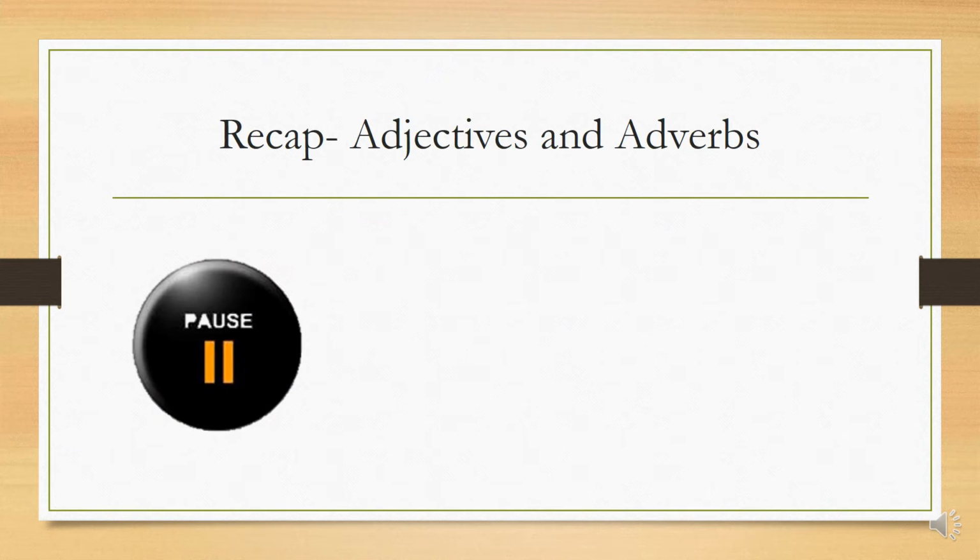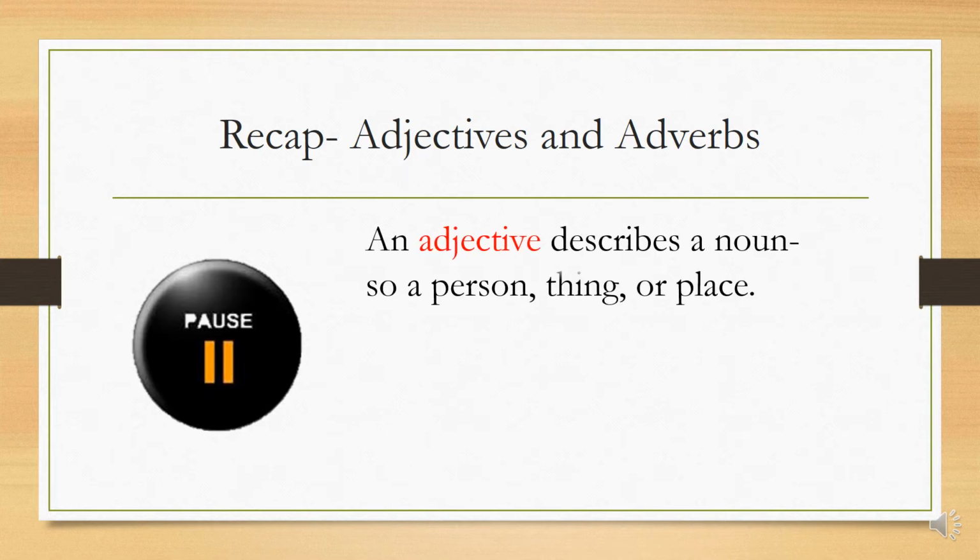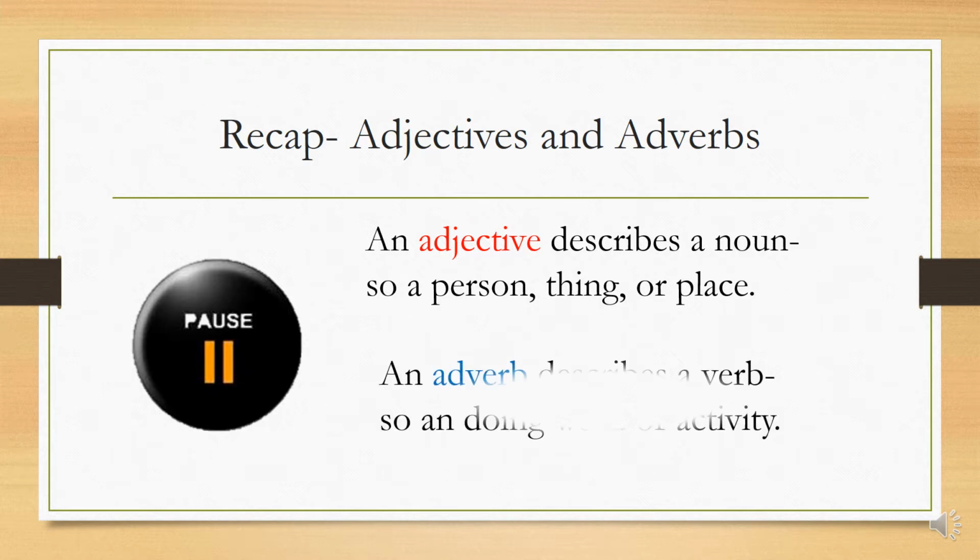So like before, I want to recap what we've done on the last section. Can you remember what adjectives and adverbs are? An adjective describes a noun, so a person, a thing or a place. An adverb describes a verb, so a doing word or activity.